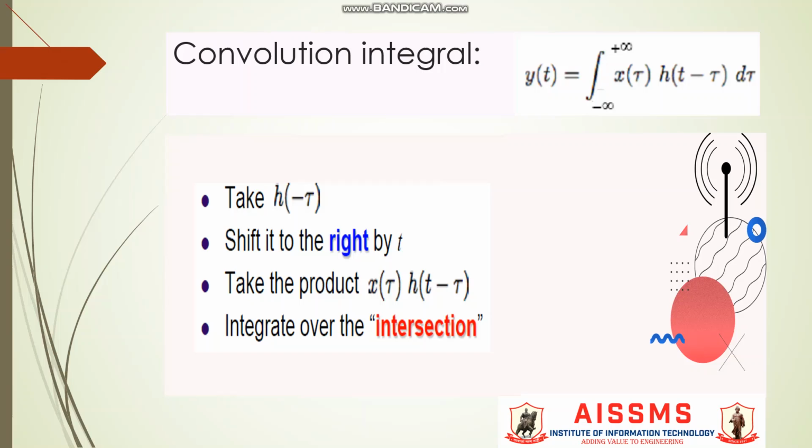The formula for computing convolution integral is as seen. The procedure involved is: first we need to time reverse any one of the signals. Then shift that signal to the right by t amount of time. The two signals need to be multiplied and finally integrated in the overlapping time interval.